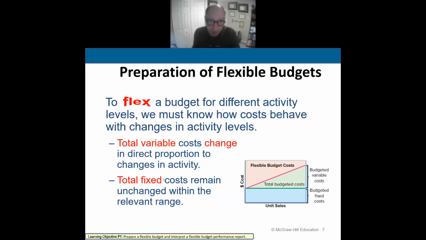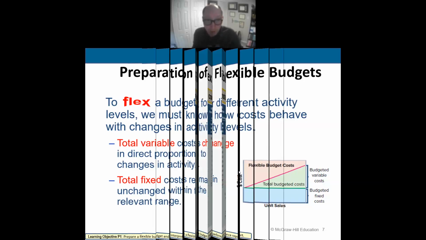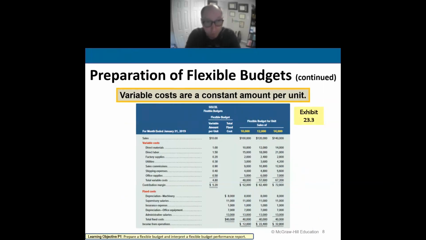So fixed costs remain the same, but the variable cost will change with the level of activity. And as that happens, I can also adjust my budget accordingly. Here's a visual representation of what I'm talking about. So here we have a flexible budget.